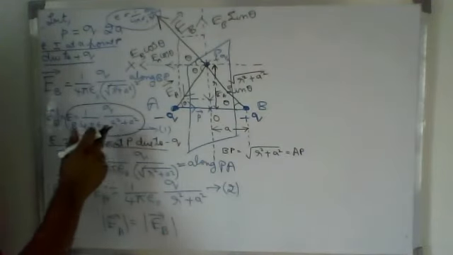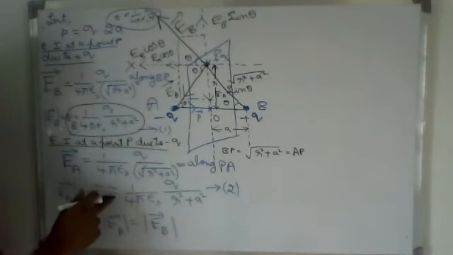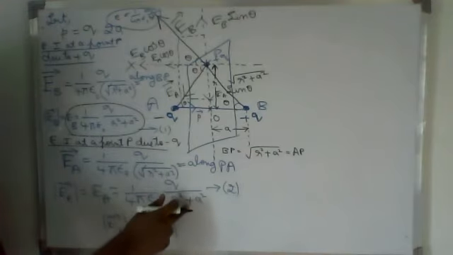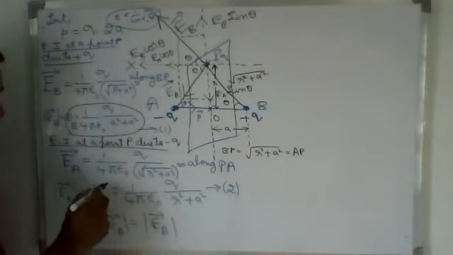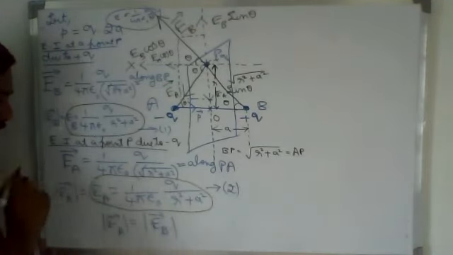Equation 1 is EB is equal to 1 divided by 4 pi epsilon naught, Q divided by R squared plus A squared. Even EA is also equal to 1 divided by 4 pi epsilon naught, Q divided by R squared plus A squared. So both are equal. Both are same.